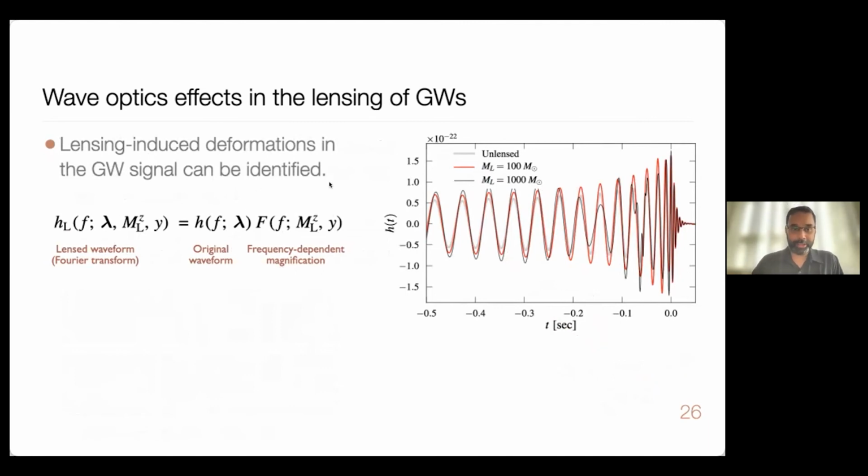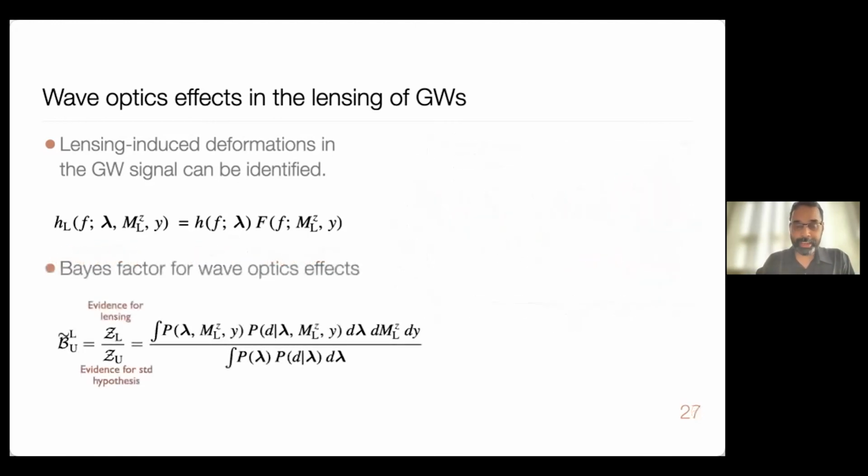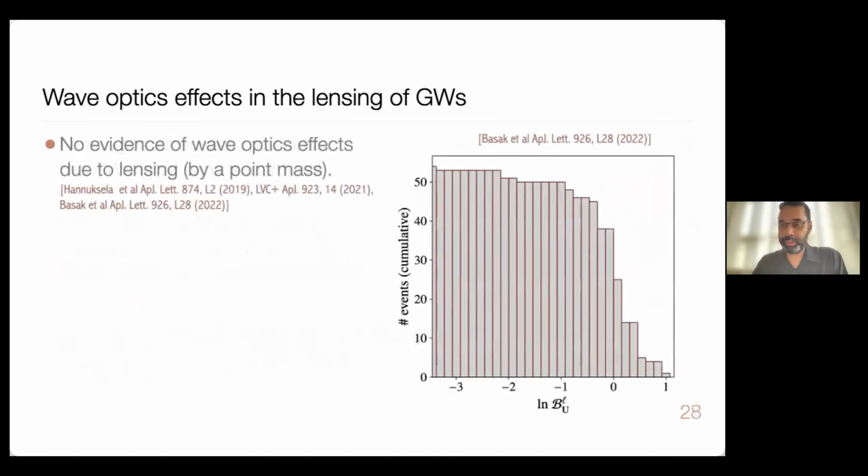So one can actually calculate the expected deformation, and we can parameterize them in terms of two extra parameters. One is the mass of the lens, as well as the impact parameter of the ray. And we can similarly introduce a likelihood ratio, or an evidence ratio, or a Bayes factor between two hypotheses. Given an observation, we could ask whether this signal contains deformations due to microlensing or not. And we can perform searches to look for evidence of such microlensing effects.